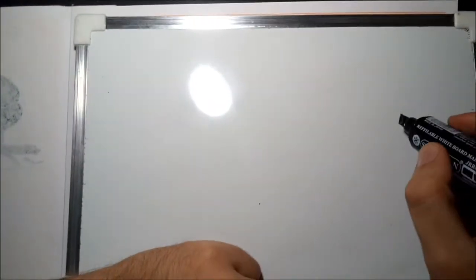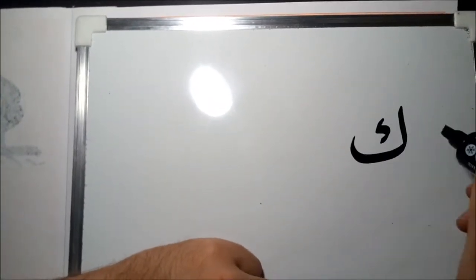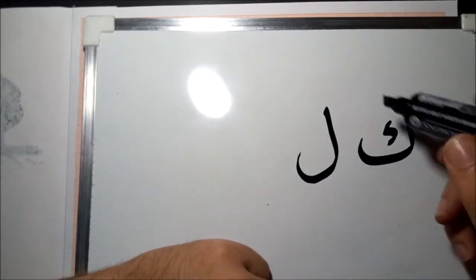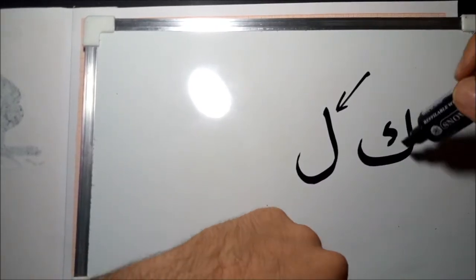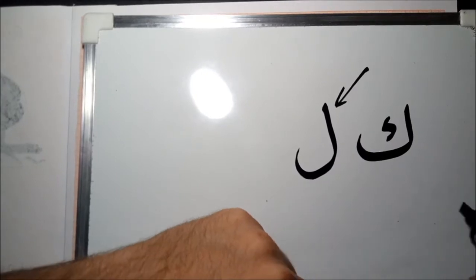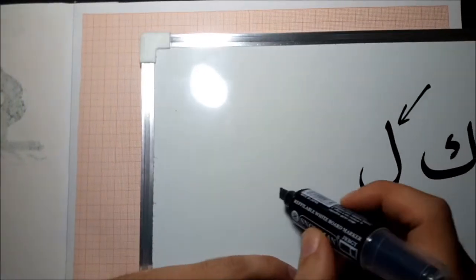We're going to learn the letter Kaaf and the letter Laam. We will start with the Laam, given that it's way easier than the Kaaf. Now, for the Laam, we always use our baseline.